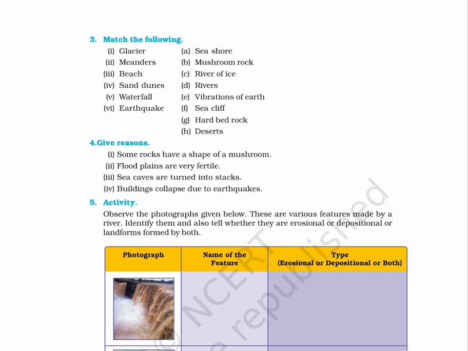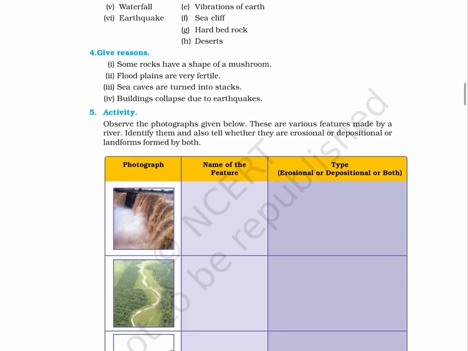4. Give reasons. Part 1. Some rocks have a shape of a mushroom. Part 2. Floodplains are very fertile. Part 3. Sea caves are turned into stacks. Part 4. Buildings collapse due to earthquakes.